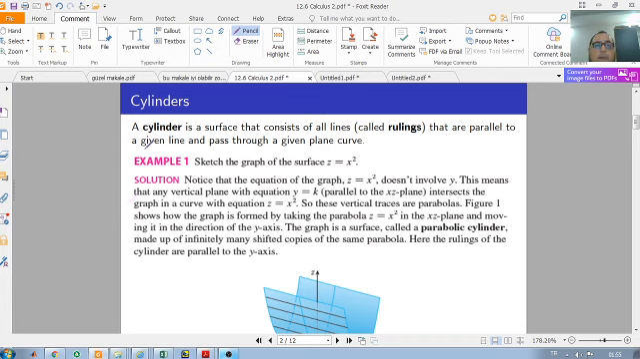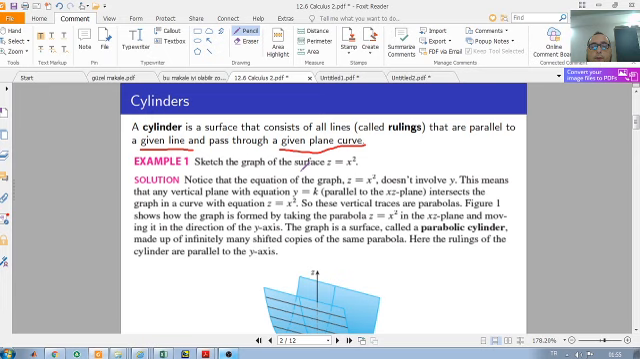The theoretical definition of a cylinder is that in a three-dimensional coordinate system it is a surface that consists of all lines, called rulings, that are parallel to a given line and pass through a given plane curve. So to determine a cylinder in a three-dimensional coordinate system, at the beginning we have to define a line and a given plane curve.